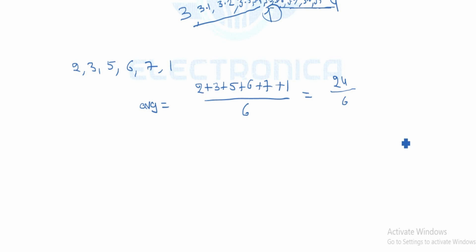Solve this. 6 ones are 6, 6 fours are 24. Therefore, average is equal to 4. This is the average of 2, 3, 5, 6, 7 and 1.